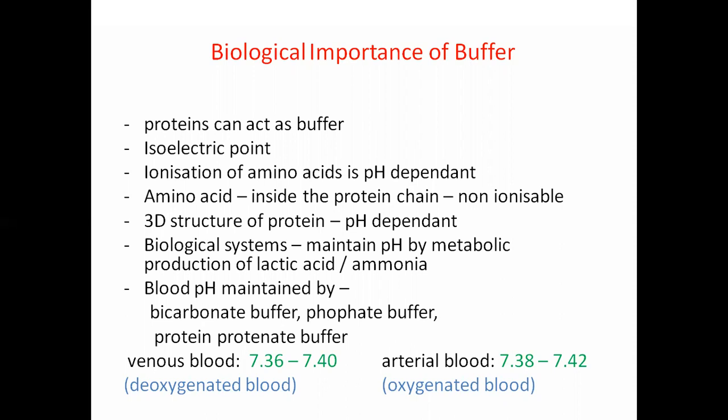When the pH changes, the beta pleated sheet structure will get collapsed. Even the alpha helical system will get collapsed.